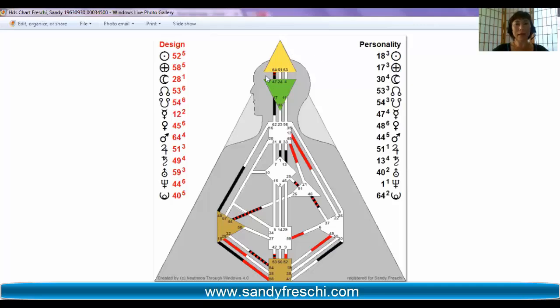Now, there's an extra little thing in my chart with the channel 64-47 that really makes it so that I need to rely on timing for the clarity of my ideas, because I consistently deal with a theme of confusion to epiphany. So it makes me very visual. And if you have this, you would be very visual. A lot of times you'll see things in a visual representation.